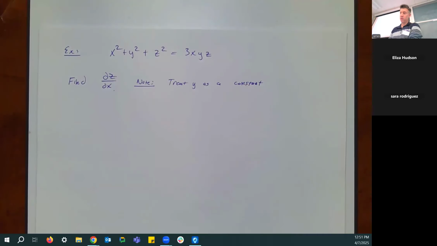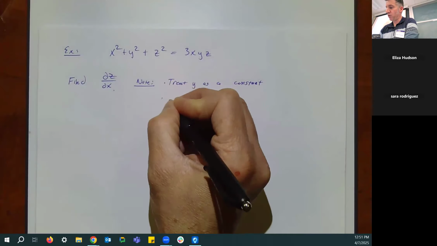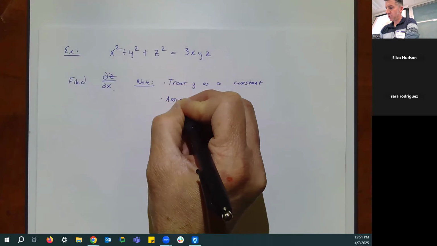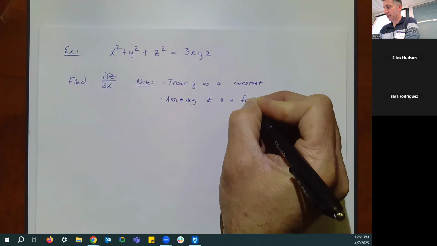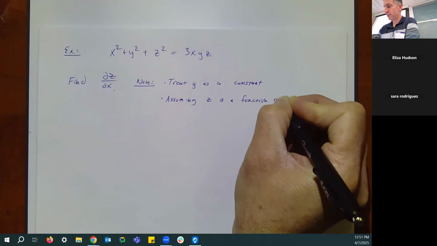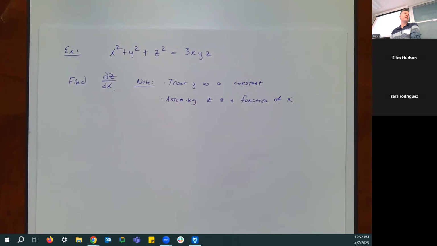And two, we are assuming z is a function of x. Otherwise, it doesn't make sense to ask the question, what is del z del x, right? If you're asking, what's the derivative of this thing with respect to this variable, we are making the implicit assumption that the top thing maybe isn't exactly a function of the bottom thing, but certainly depends on the bottom thing. So we can treat it like that.